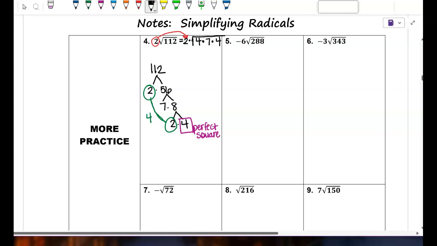The big thing, do not forget the numbers you did not circle. And it is possible sometimes you'll have more than one number that you did not circle. You have to make sure you are accounting for everything that is at the end of a root. So then this becomes 2 times the square root of 4 times the square root of 7 times the square root of 4.